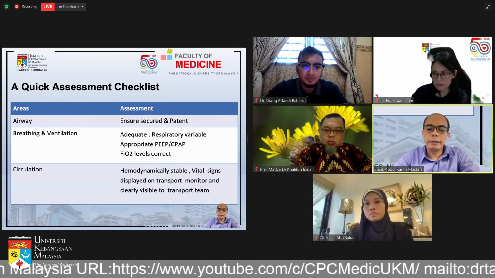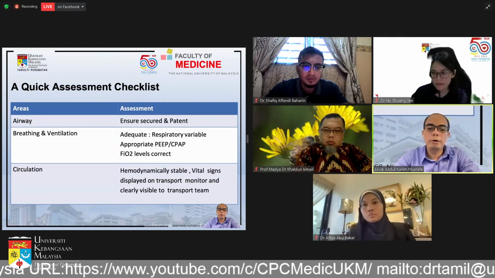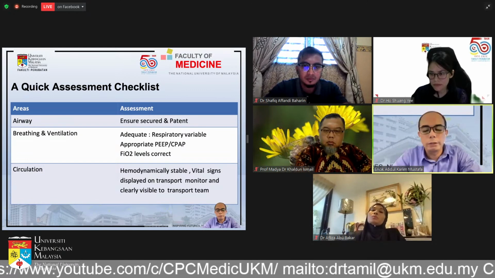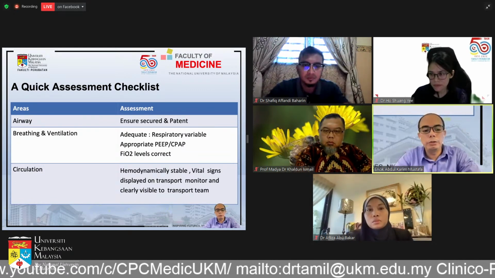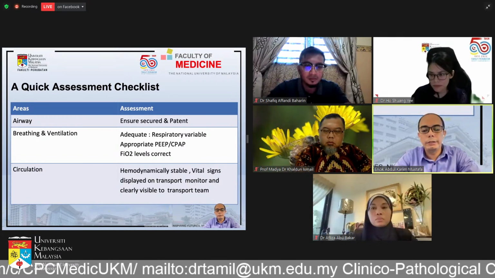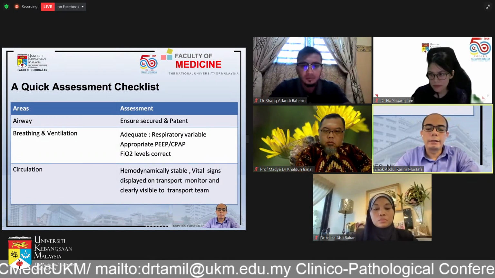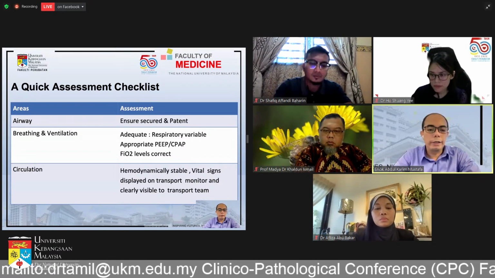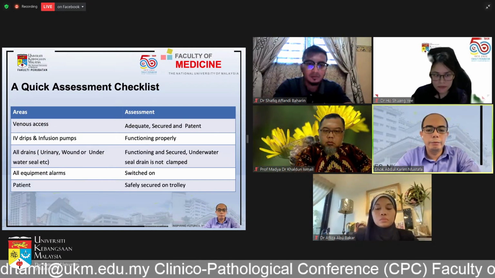Then we can transfer. For example, the airway must be secure and patent, respiration adequate, and appropriate PEEP, CPAP or FiO2 level is correct before we transfer. For circulation before the transfer, hemorrhage is controlled, vital signs are displayed, and the transport monitor is clearly visible to the transport team. Then we check the venous access: adequate and secure.